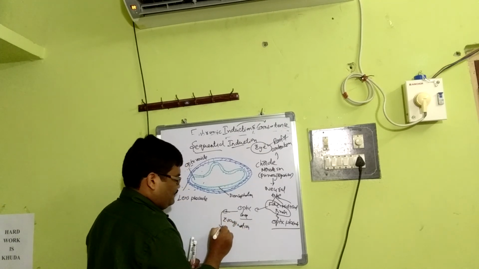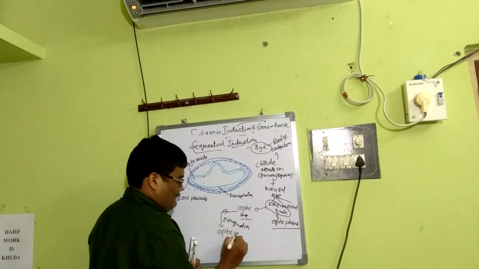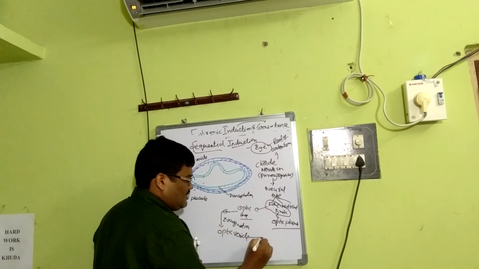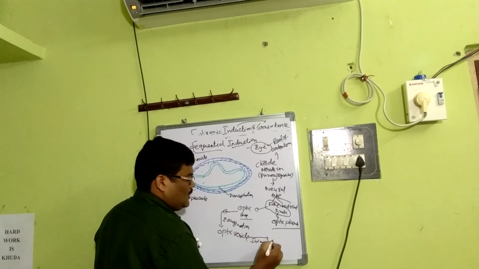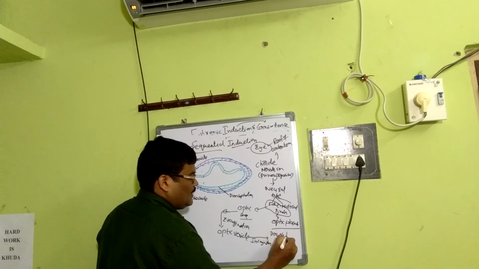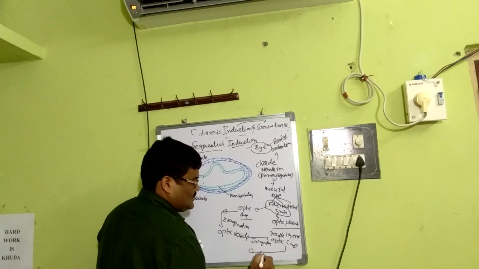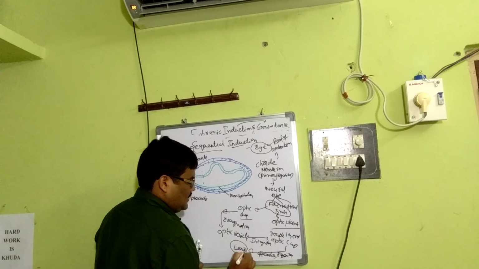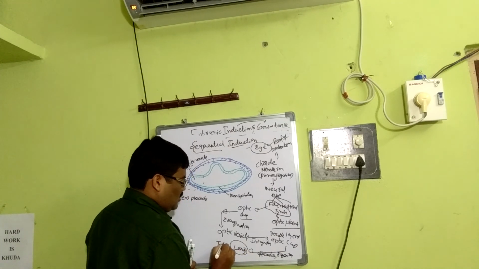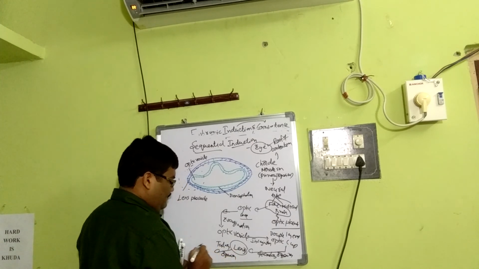to form the optic vesicle. And this optic vesicle undergoes invagination to form a double layered optic cup. And this optic cup acts as a secondary organizer to form the lens. And this lens acts as a tertiary organizer to form the cornea.